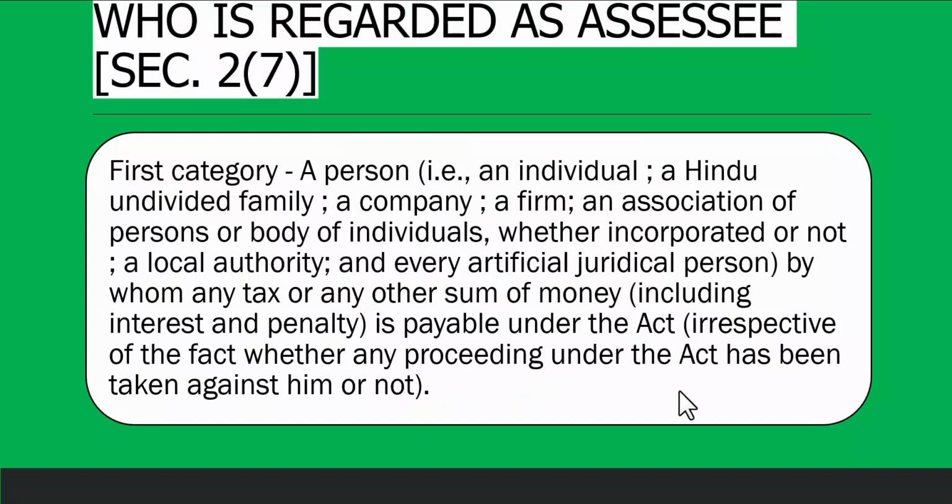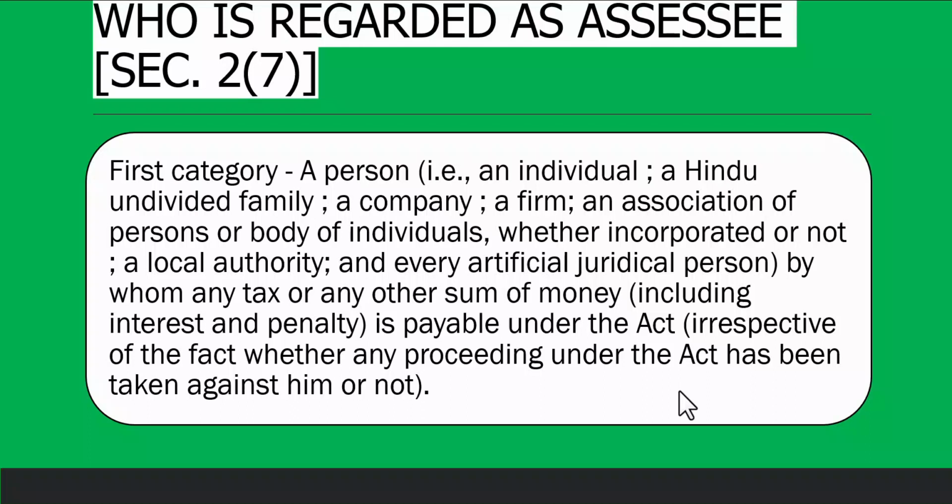Read this. Who is regarded as an assessee? First category, a person, that is an individual, a HUF, a company, a firm, an association of persons or body of individuals, whether incorporated or not, a local authority, and every artificial juridical person by whom any tax or any other sum of money, including interest and penalty, is payable under the Act, irrespective of the fact whether any proceeding under the Act has been taken against him or not.